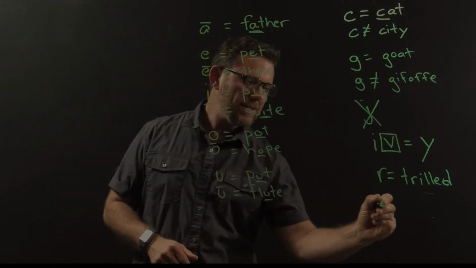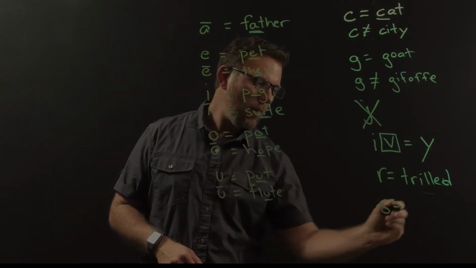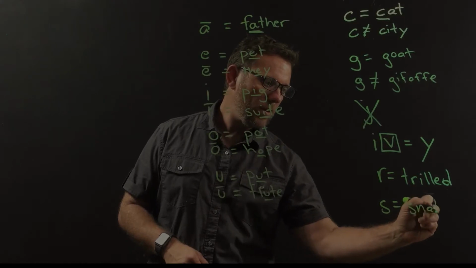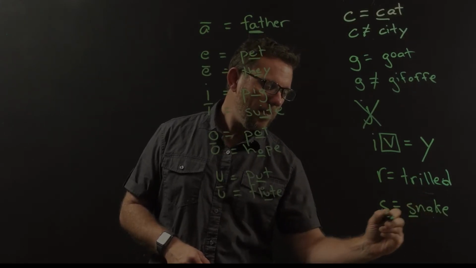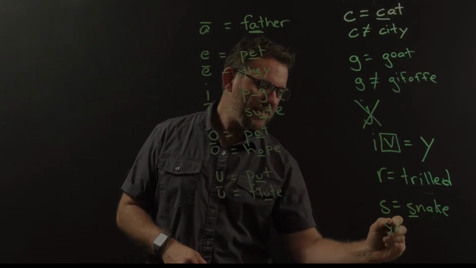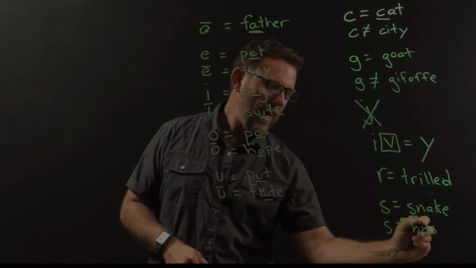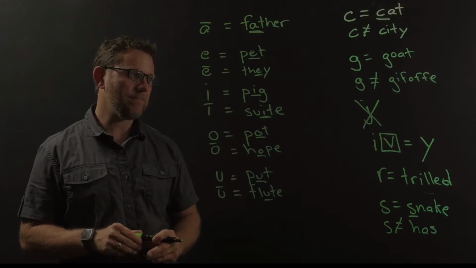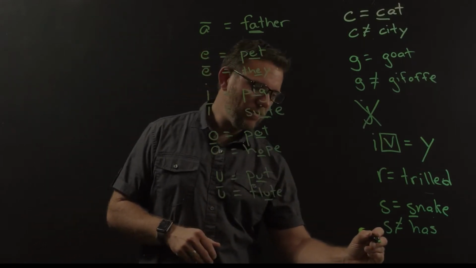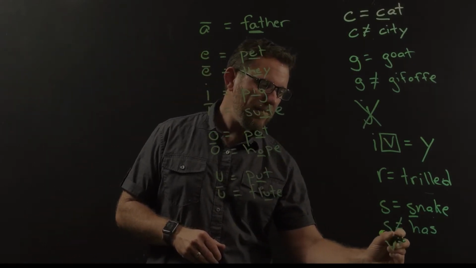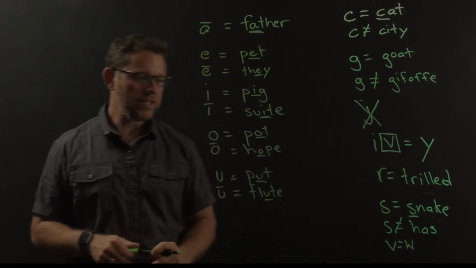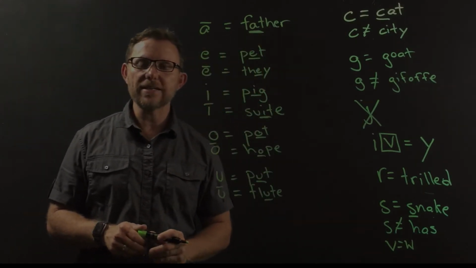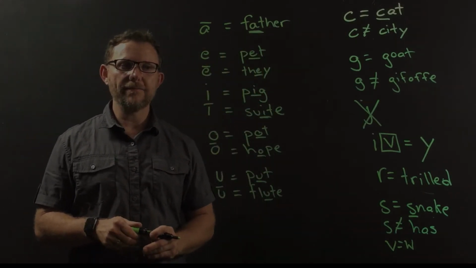And then we have the letter S. S in Latin always makes the sound we hear it make in the word snake. But it never ever makes the sound that we hear it make in the word has. S never makes a Z type sound. And then finally, this is one you need to remember well. The V makes a W sound. So when you come across a V, pronounce it as a W, not a V.